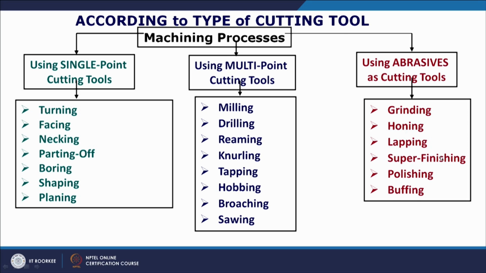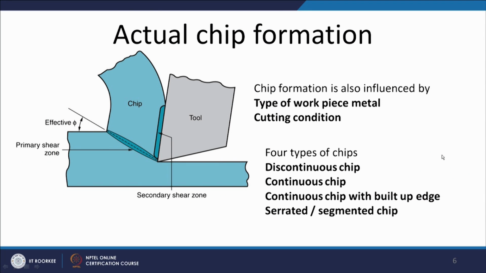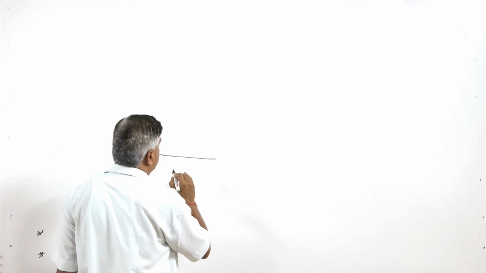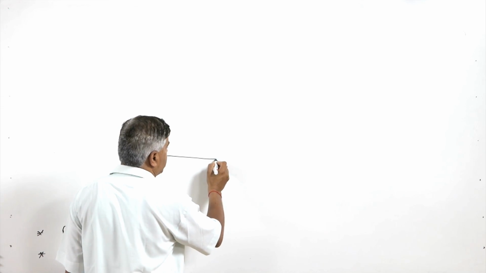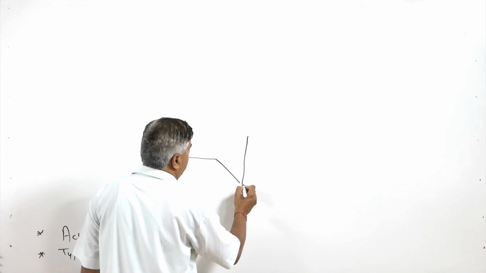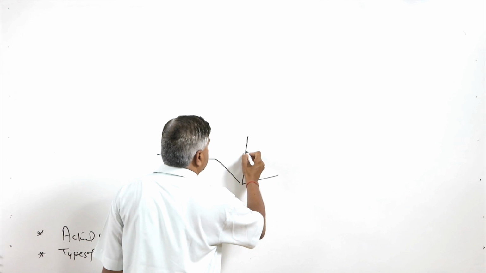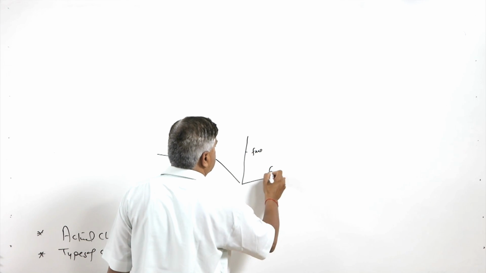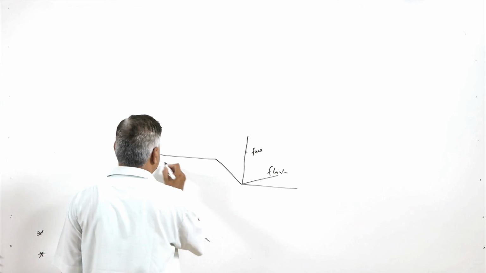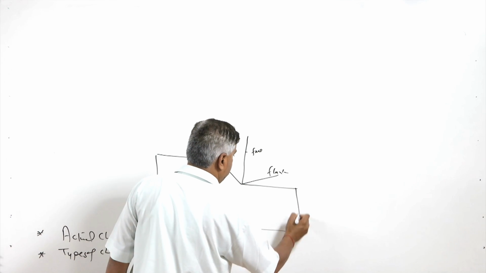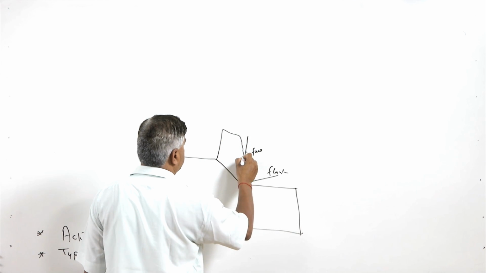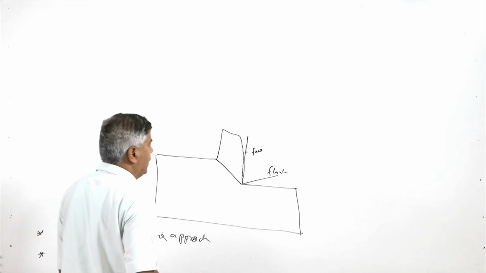Now, what I explained last time: if this is the workpiece material which is to be machined, this is the plane along which shearing is taking place, this is the tool and this is the flank. So this is the face of the tool, this is the flank and this is the machined surface of the workpiece. The shearing will be taking place along this particular plane, and after shearing off, the chips will be coming off the surface like this.